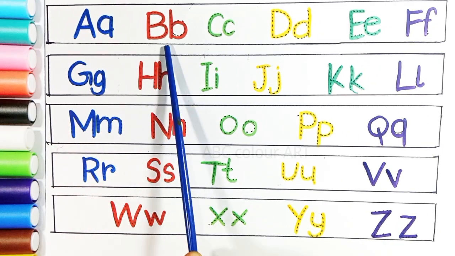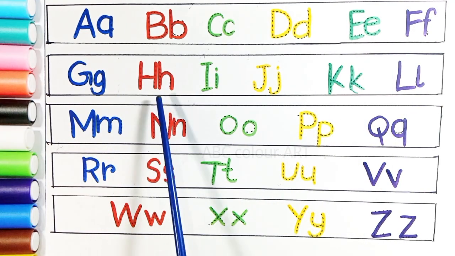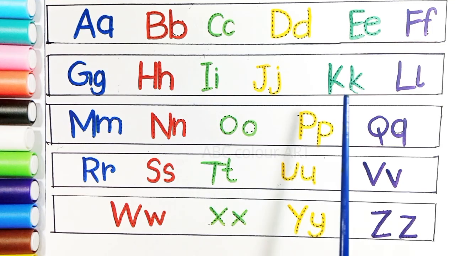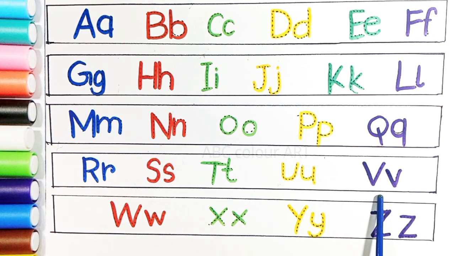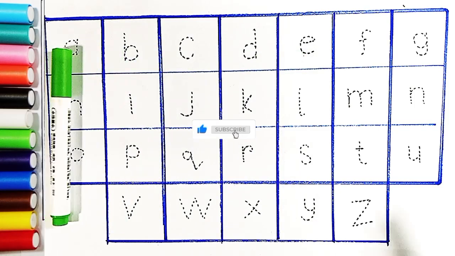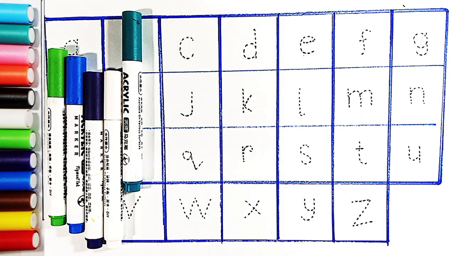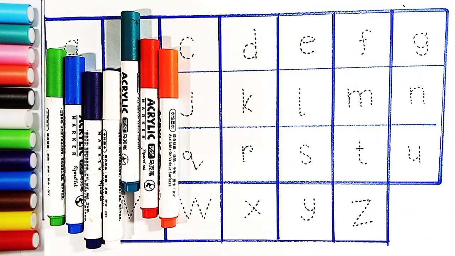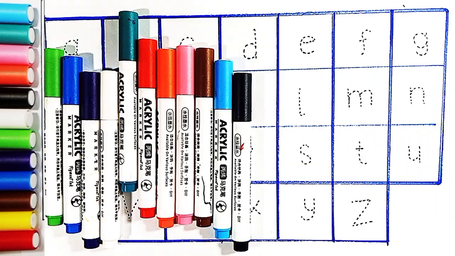A, B, C, D, E, F, G, H, I, J, K, L, M, N, O, P, Q, R, S, T, U, V, W, X, Y, Z. Light green color, blue color, purple color, white color, sea green color, red color, orange color, light pink color, brown color, sky blue color, black color.